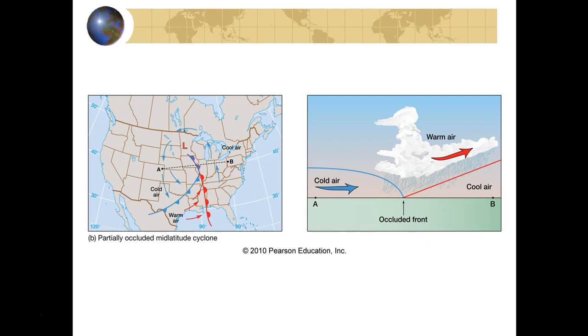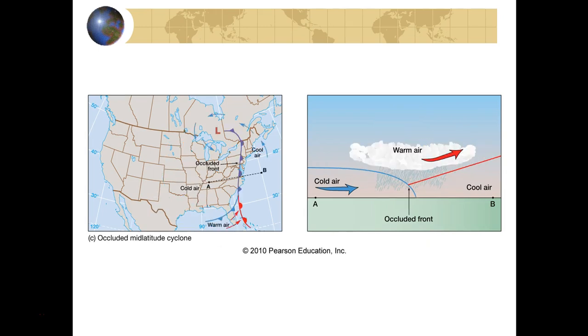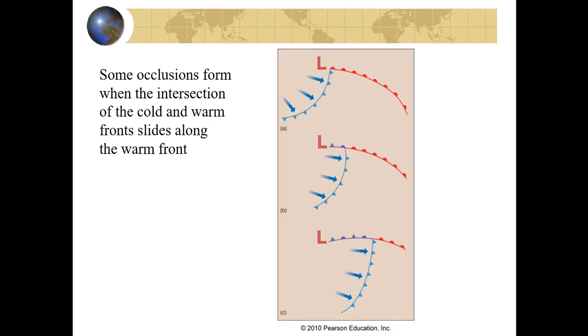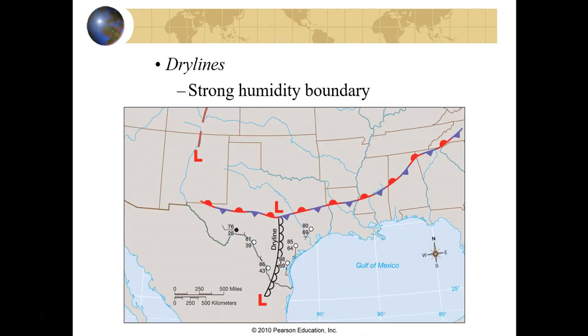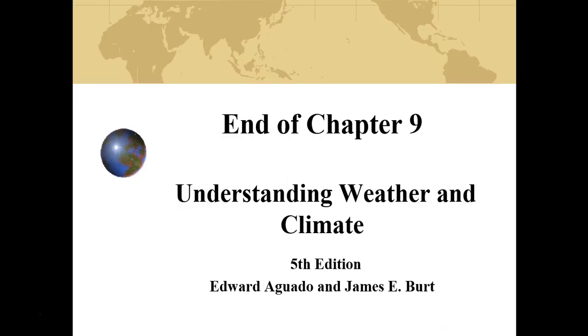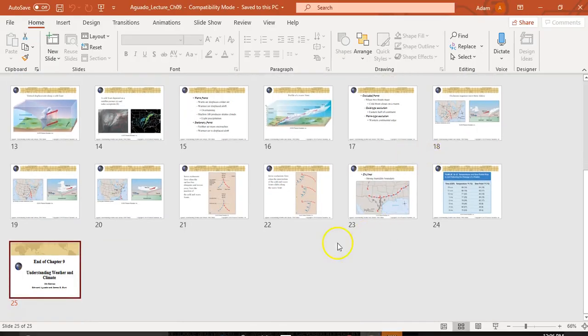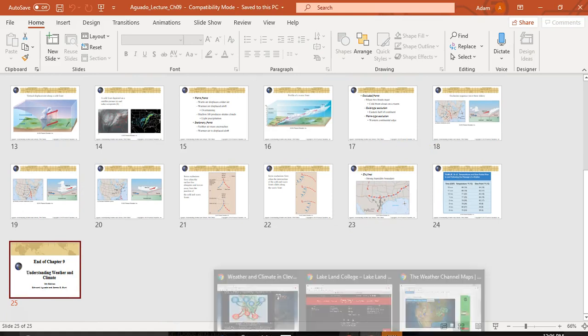What I would advise you to do is I'm going to click through these slides here real quickly, and I'm going to go very quickly. These are all examples of occlusion. And that's the end of Chapter 9. I wanted to speed this along, and I wanted to show you today's weather map to wrap up this chapter as we're going along.